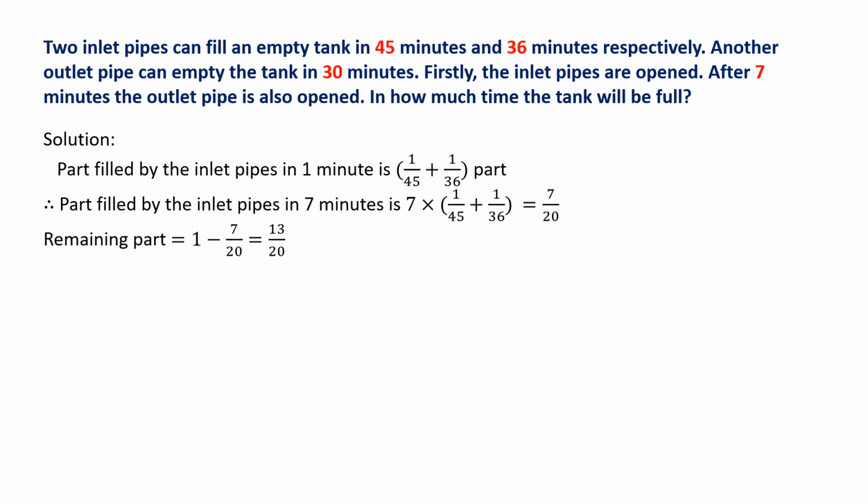So firstly, the inlet pipes are opened. After 7 minutes, the outlet pipe is also opened. So for 7 minutes, the inlet pipes were active. The part filled by the inlet pipes in 1 minute is 1 divided by 45 plus 1 divided by 36 part. So the part filled by the inlet pipes in 7 minutes is 7 divided by 20. And the remaining part is 13 divided by 20.